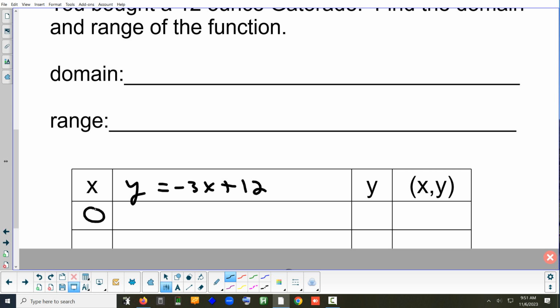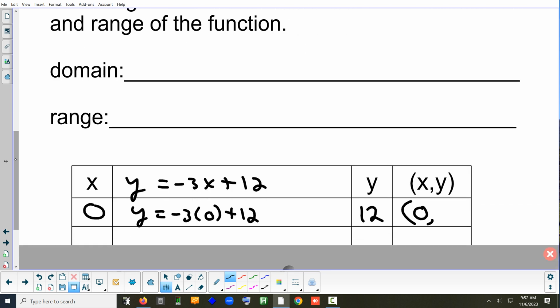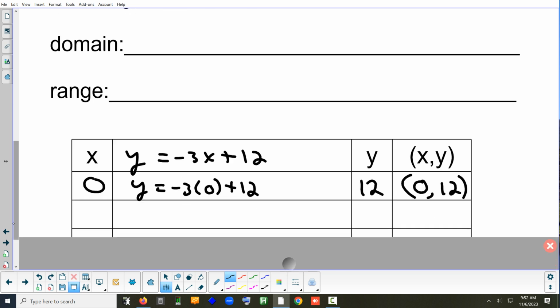And this formula is going to tell us how much juice would be left. So we have -3 times 0 plus 12. What's -3 times 0? 0. And what's 0 plus 12? 12. So if you don't take any sips at all, how much juice is left? 12. That's how much you bought and you didn't drink any. All right? What's the next number of sips we could take up from 0? 1. Yeah, we could take 1 sip.